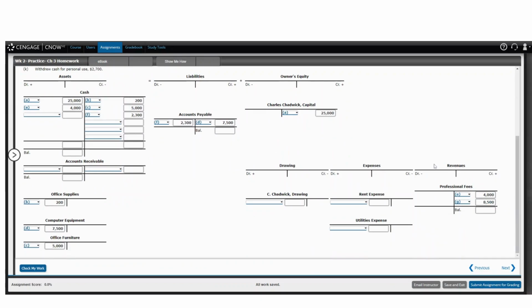If you can't see revenues on your screen, you might have to scroll a little bit to the side, okay? I zoomed my screen out so we could see it a little bit better, but on yours, you might have to scroll to the right a little bit, okay?